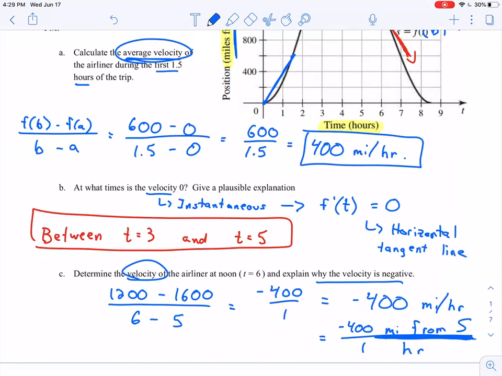So this is a really good example, I think, that hopefully illustrates the difference between average rate of change and instantaneous rate of change, and slope of the secant line and slope of the tangent line. In the next video, we'll take a look at how position, velocity, speed, and acceleration are all related, and we'll look at a problem that deals with all of those things.